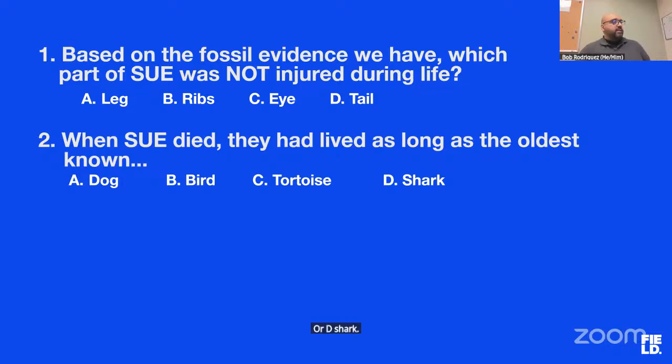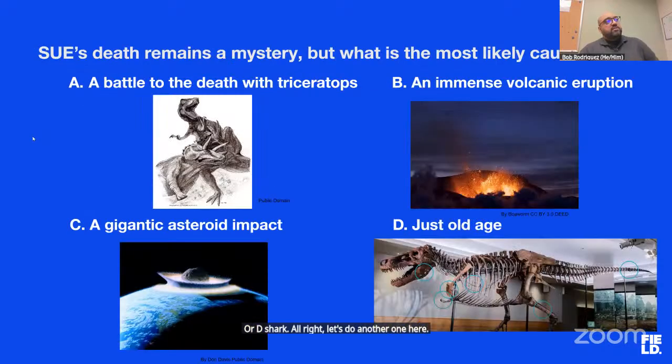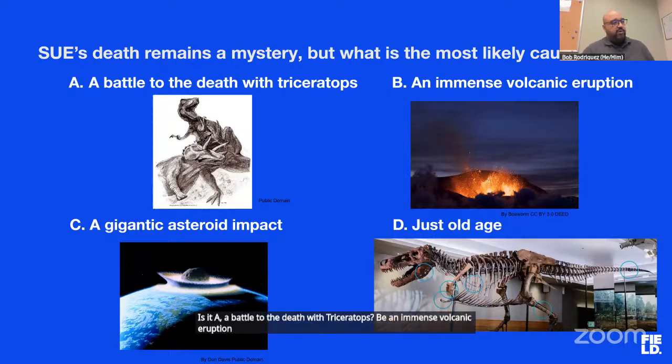All right, let's do another one here. There we go. Sue's death remains a mystery, but what is the most likely cause? Is it A, a battle to the death with Triceratops? B, an immense volcanic eruption? C, a gigantic asteroid impact? Or D, just old age?